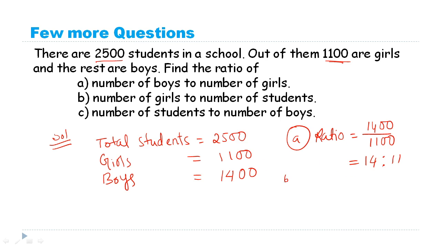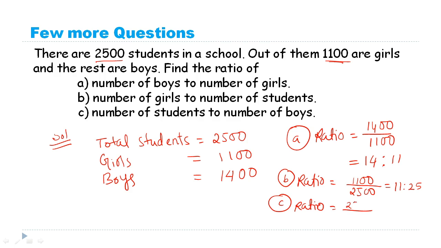Second question: the ratio of number of girls to number of students. Number of girls is 1100, and number of students was 2500. If you cancel these zeros, you will get 11:25. Question C: the ratio of number of students to number of boys. Number of students was 2500 and number of boys 1400. If you cancel these zeros, 25:14 will be the required ratio.